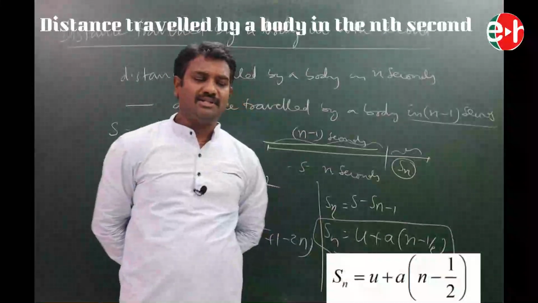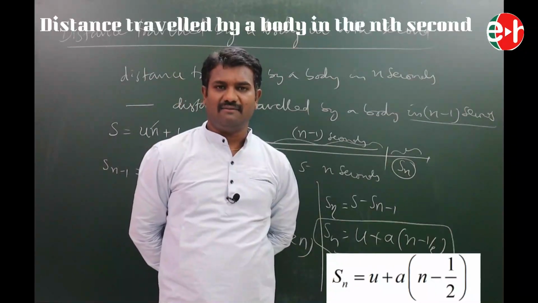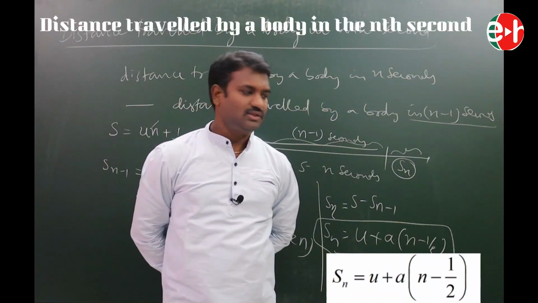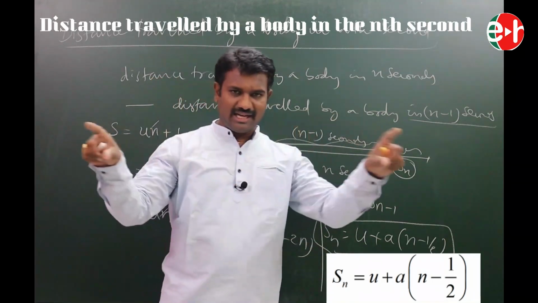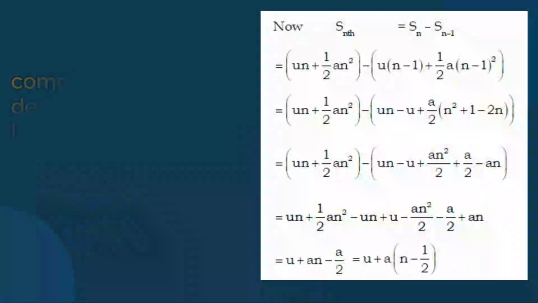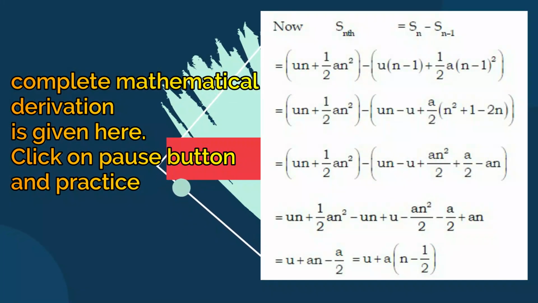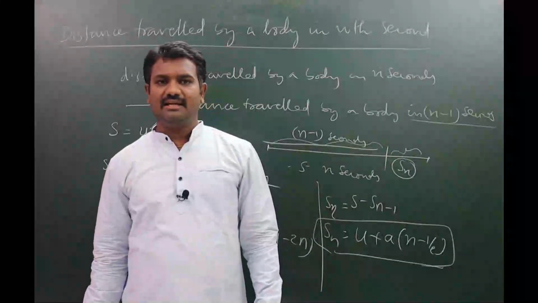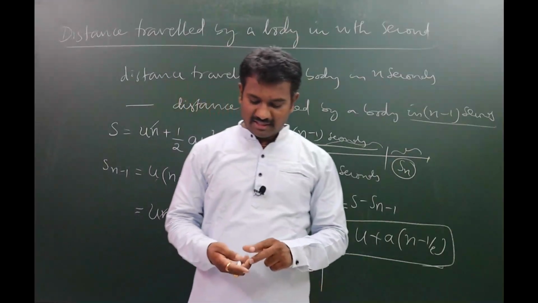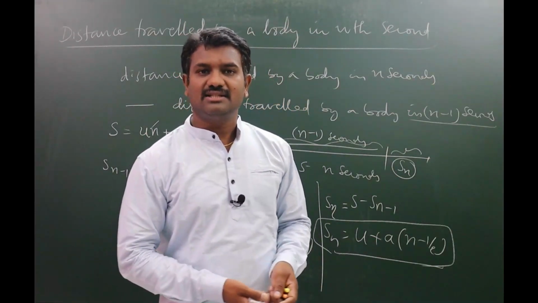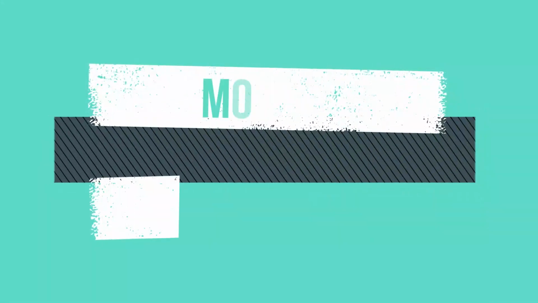Say with me, Sn equal to how much? u plus a into n minus half. Louder? Sn equal to how much? u plus a into n minus half. Have you got the clarity? What is S and what is Sn? So these are our displacement or distance traveled by body in nth second. In the next lecture, let us discuss the motion under gravity.